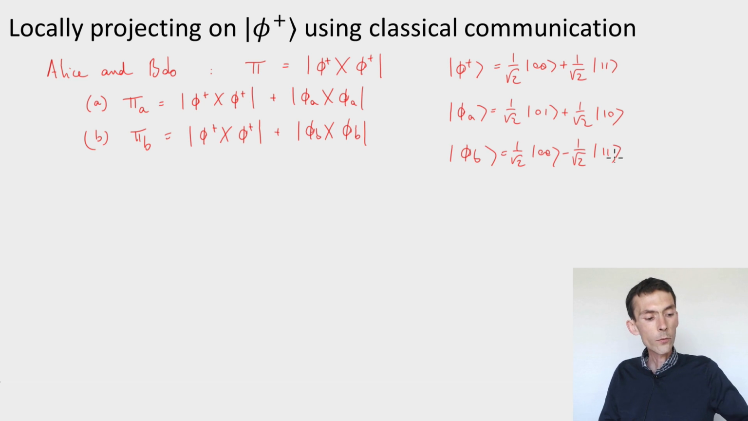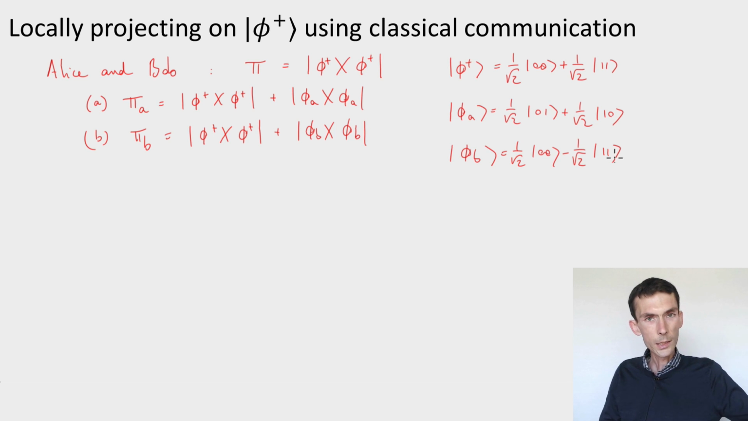And I claim that each of these two tests was equivalent to measuring, for test A, in the computational basis and checking agreement of outcomes, and for test B, in the Hadamard basis and checking agreement of outcomes. Let's see why. Let's do it for test B.